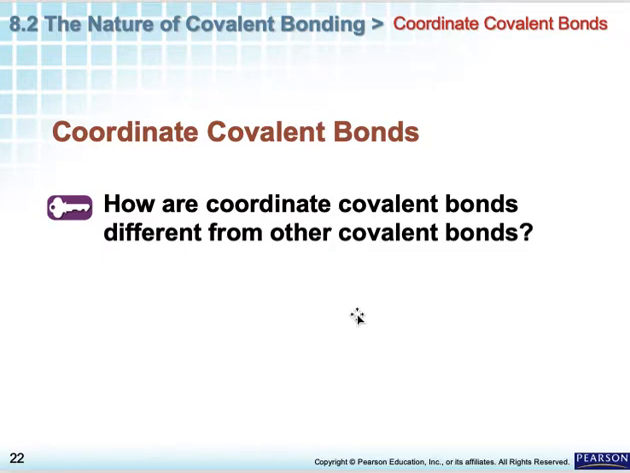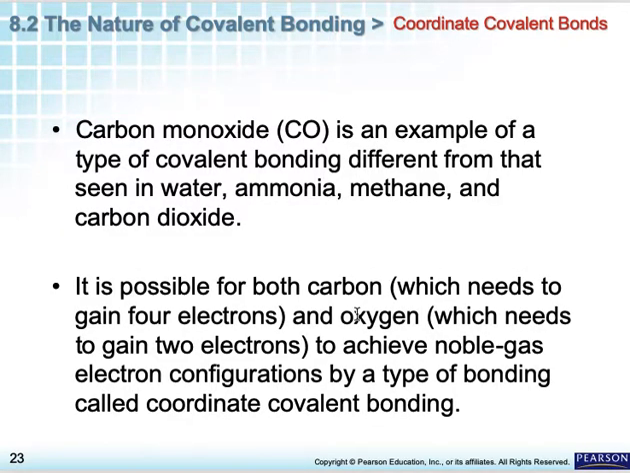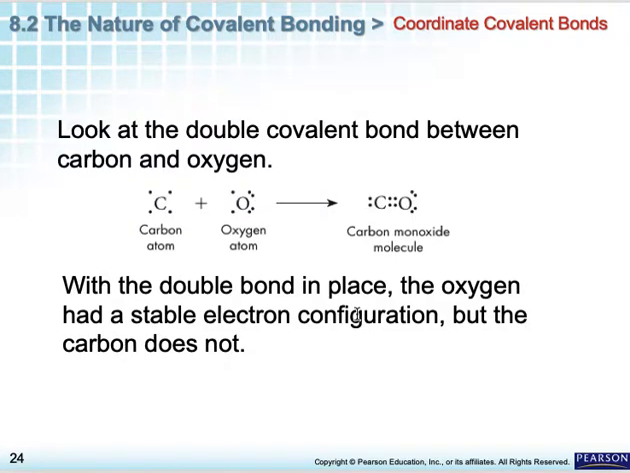Coordinate covalent bonds is where we have a different type of bonding. If we look at carbon monoxide versus carbon dioxide, we see that it's a little different situation. We can form a double bond. We would have a lone pair for carbon, and we would have 2 lone pairs on oxygen. But if we count how many the carbon has, it only has 6, and it needs 8 electrons. So this is not enough electrons for carbon.